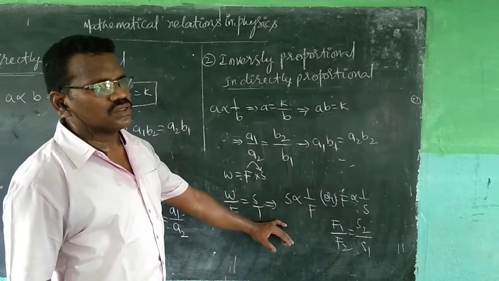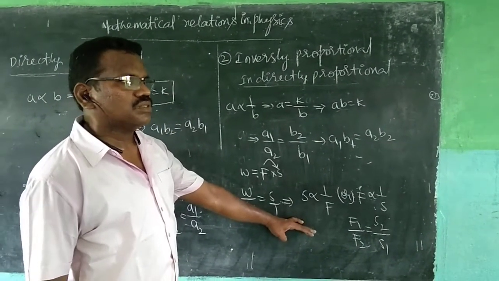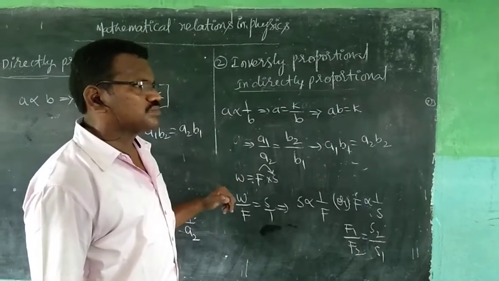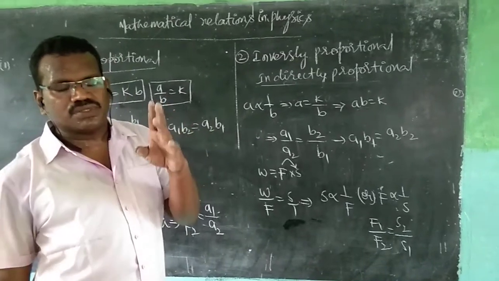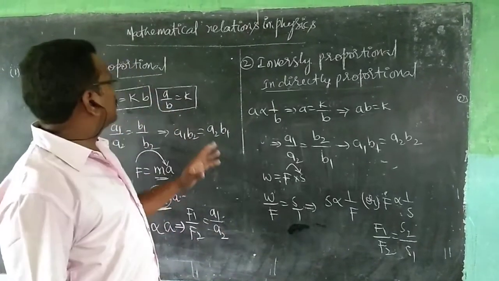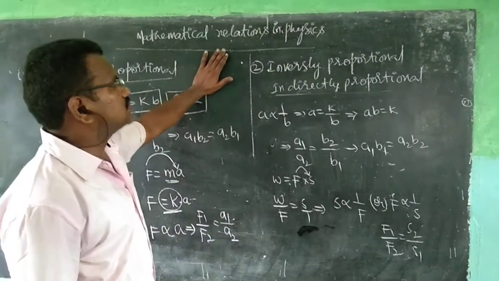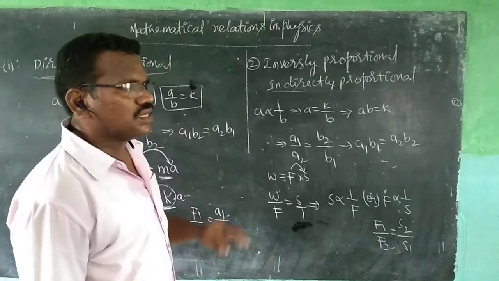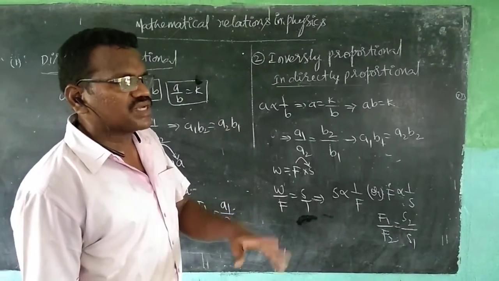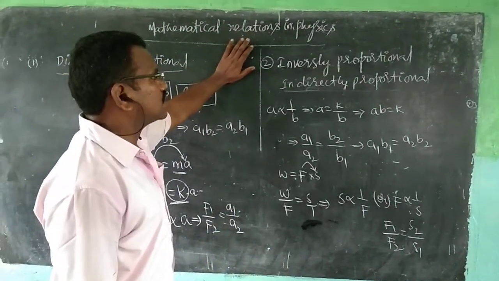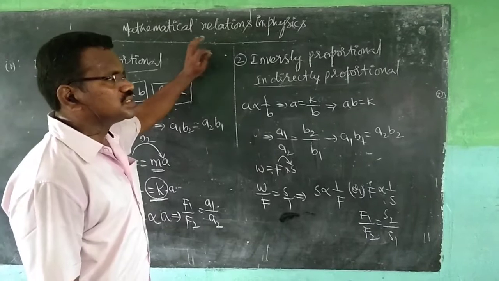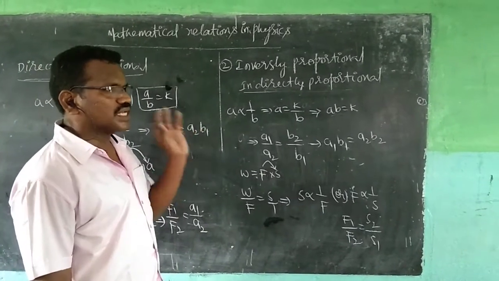In the next video, we are going to discuss more problems regarding the multiples and submultiples of 10 and mathematical relations in physics. Once again, multiples and submultiples of 10 from the earlier video, and at the same time some of the mathematical relations that we are going to discuss, with more worked out examples.